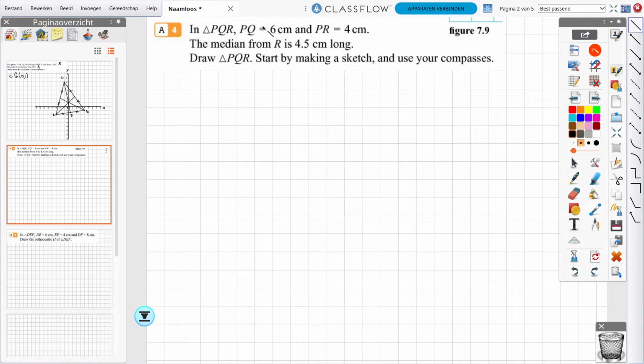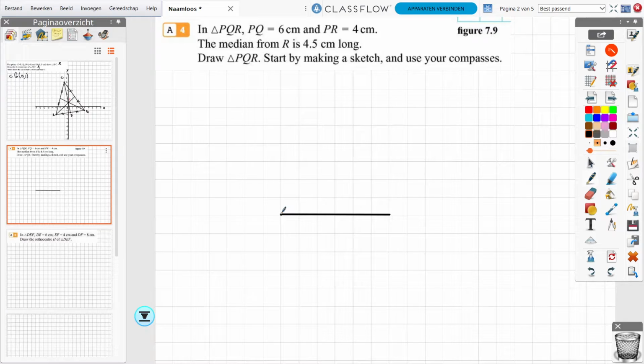They give you two lines, from P to Q and from P to R. Start by drawing one. And I always just start horizontally. So 1, 2, 3, 4, 5, 6. This is, in my case, line P to Q. I mean, why would I do it otherwise? This is correct. A line from P to Q, that's 6 centimeters long.